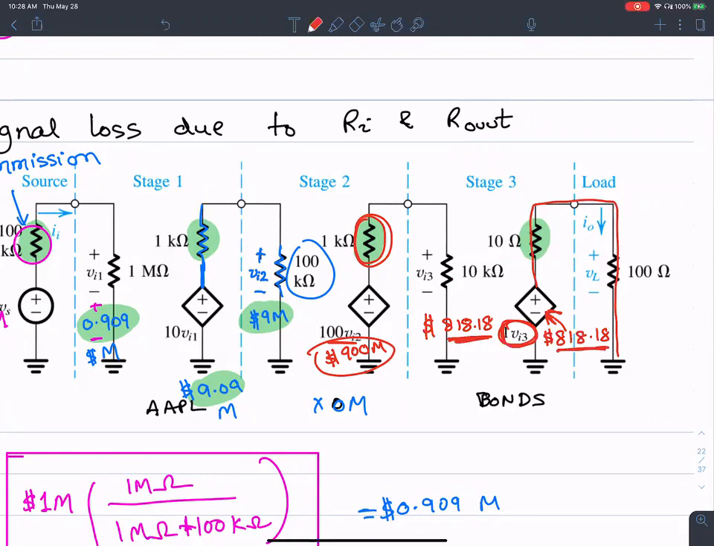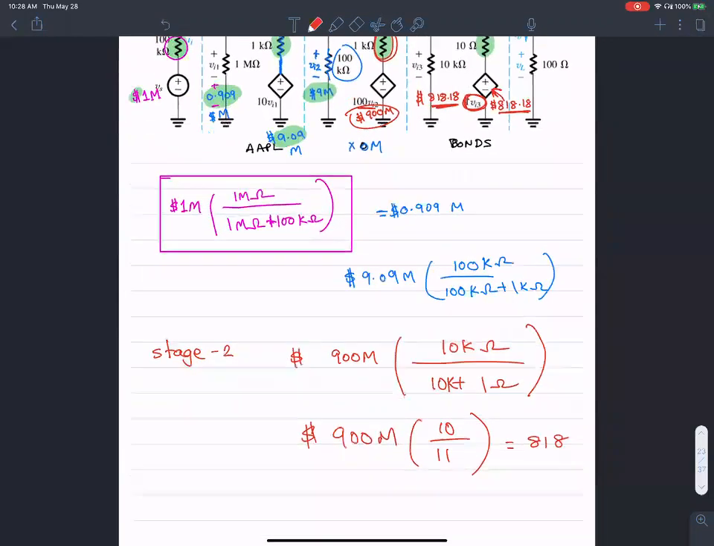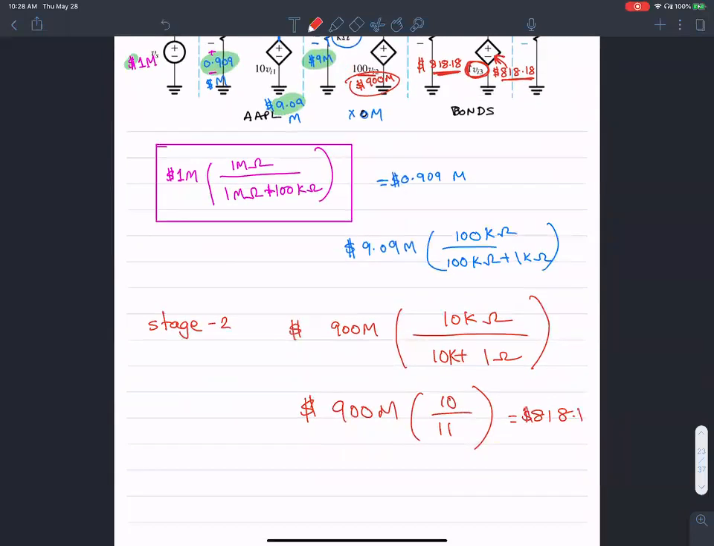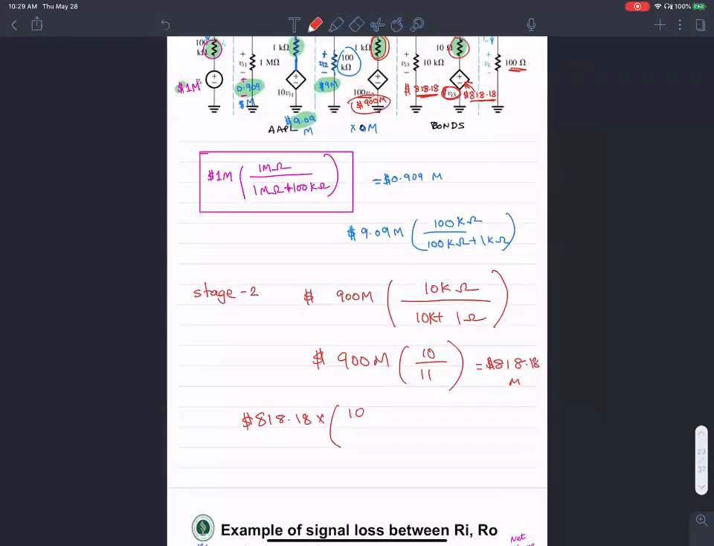It has to still go through commissions, taxes, and so on and so forth. So what you do is you take a voltage division on top of that $818.18 million, determined by this 100 and this 10. So I have 100 by 110. If you do that now, the value that you eventually get is 743.